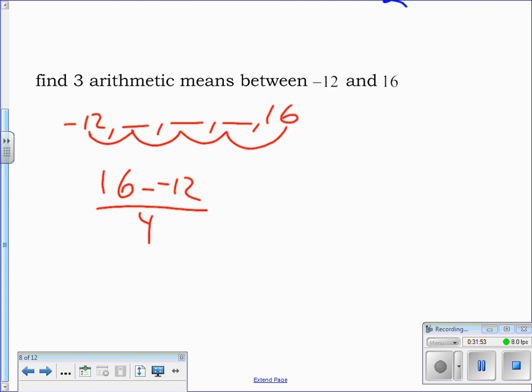16 minus negative 12 is 28. 28 over 4 is 7. That's my D. That's how I find my D.